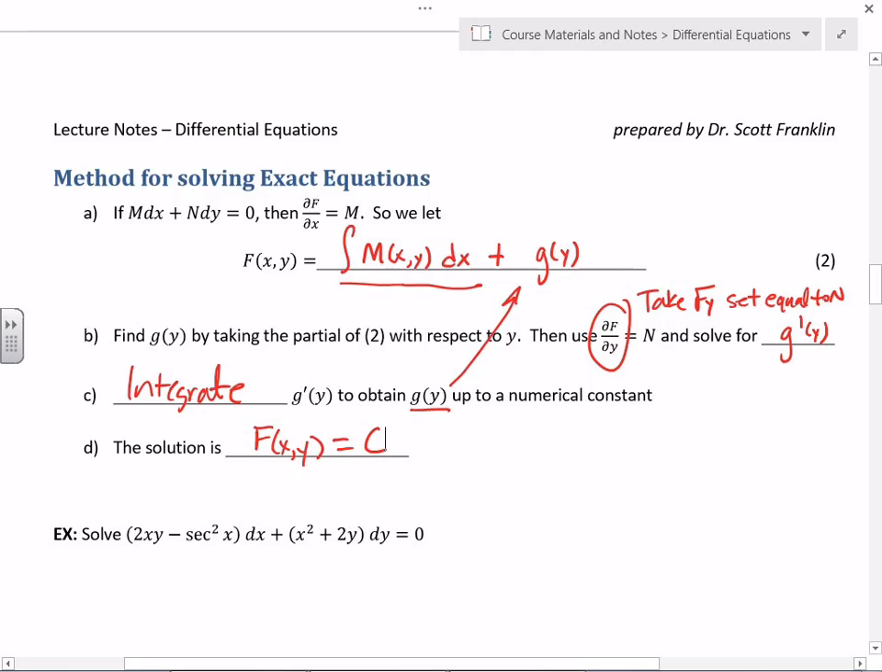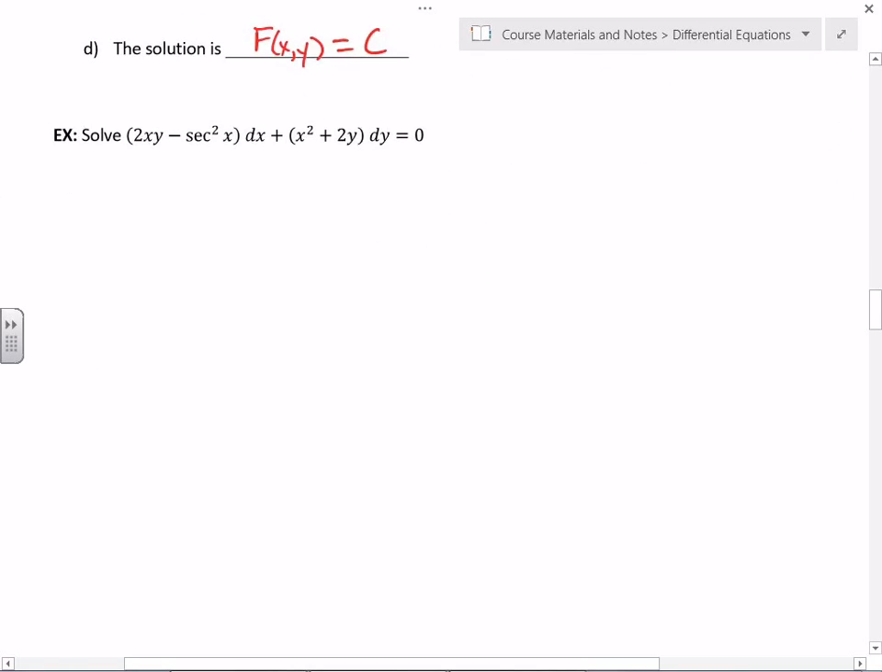Step 1, integrate m with respect to x. Be sure to add your constant function with respect to y. Take the partial of what you get with respect to y and set it equal to n. Solve for the g prime. If you did it right and it's exact, when you solve for g prime, it won't have any x's in it. It can't, because it's an ordinary derivative with respect to y. Then you integrate that to figure out what g actually is and plug it back in, and then you have a solution. All right, so let's do that.